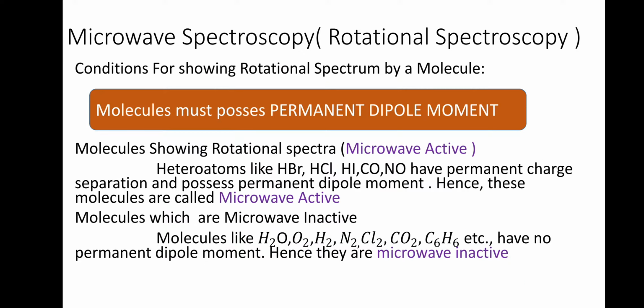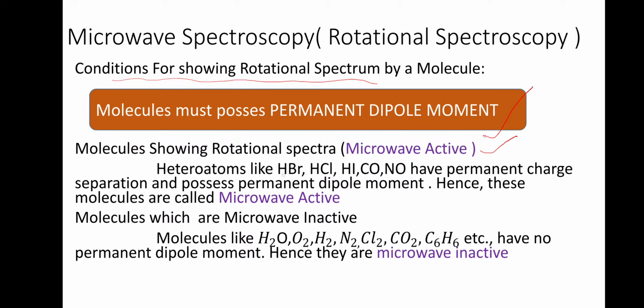Okay, so what is the condition for showing rotational spectrum? Molecules must possess a permanent dipole moment. Only those molecules which have a permanent dipole moment will show rotational spectroscopy. A molecule showing rotational spectroscopy, we call it microwave active.